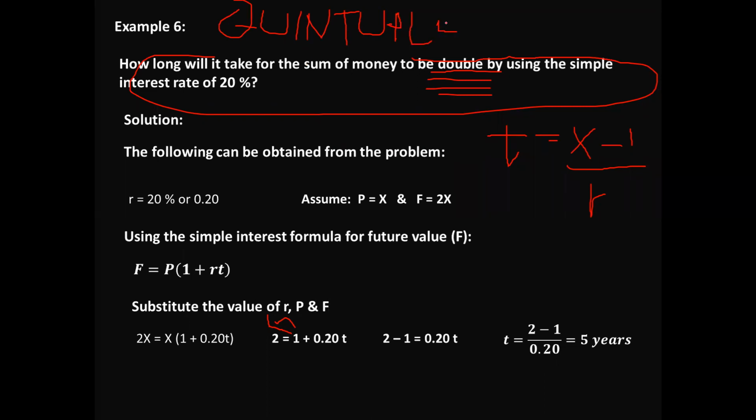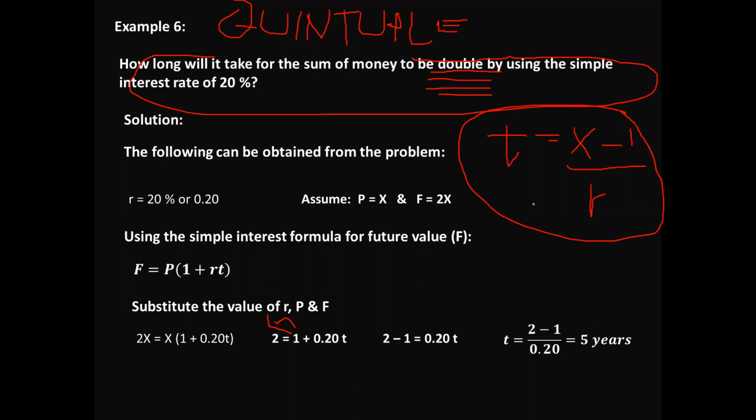Yan. Dapat alam niyo yung mga ganyan. Yan. Quintuple. Yan. Hirap magsulat ng gamit ang mouse. Okay, alba, pinalitan ko yung problem. How long will it take for the sum of money to be triple by using the simple interest rate of ganito? So, substitution ka lang dyan.